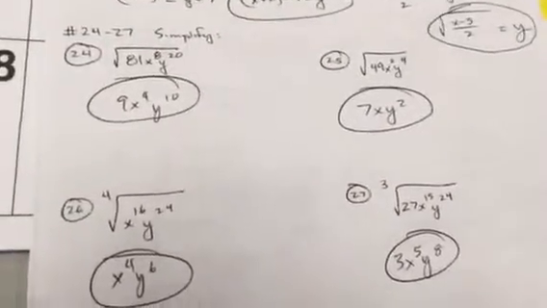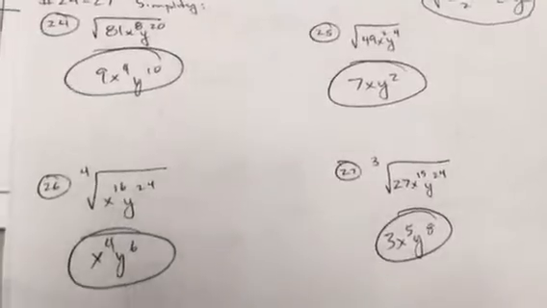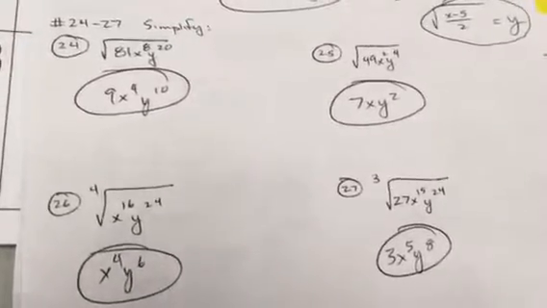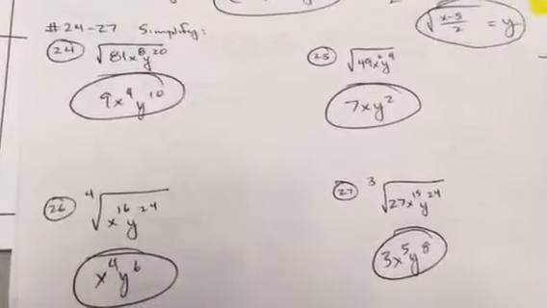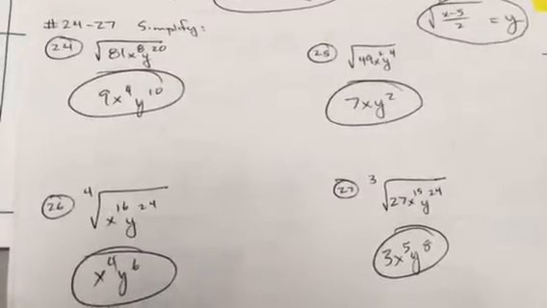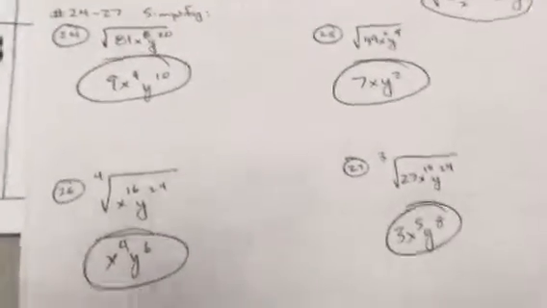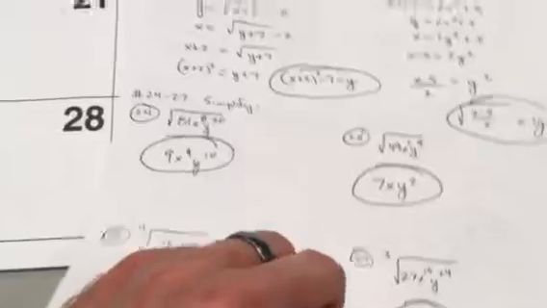All right, guys, 24 through 27, everything comes out cleanly. All right. Again, when there's no number on the outside, that's a 2. You're taking the second root. We haven't really had any issues with 24 through 27 types. 6-4 was an easy section for us.